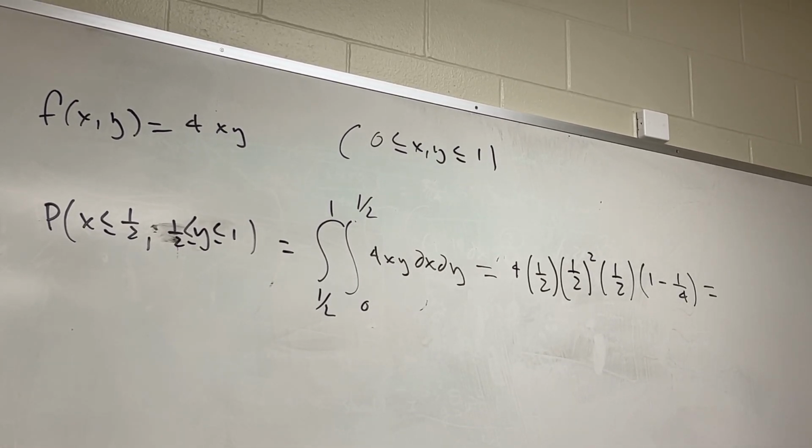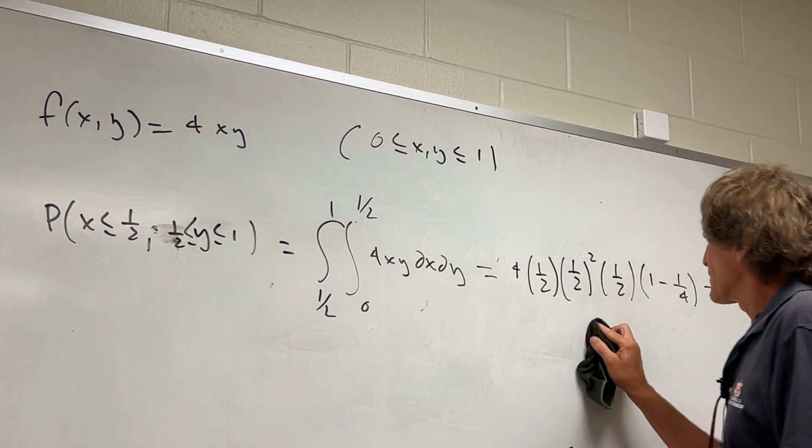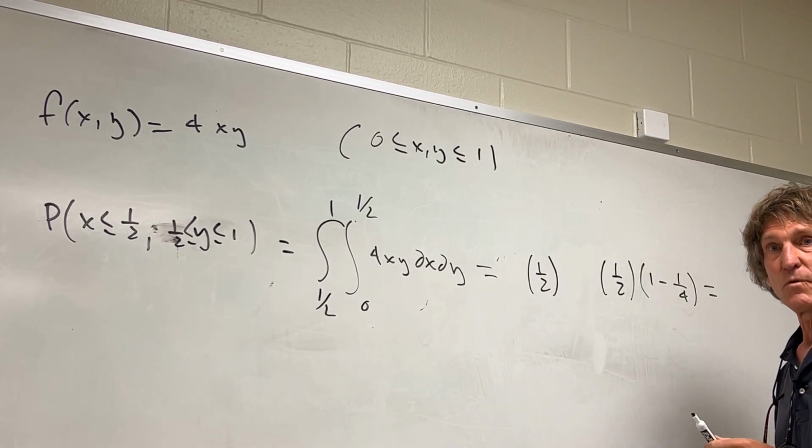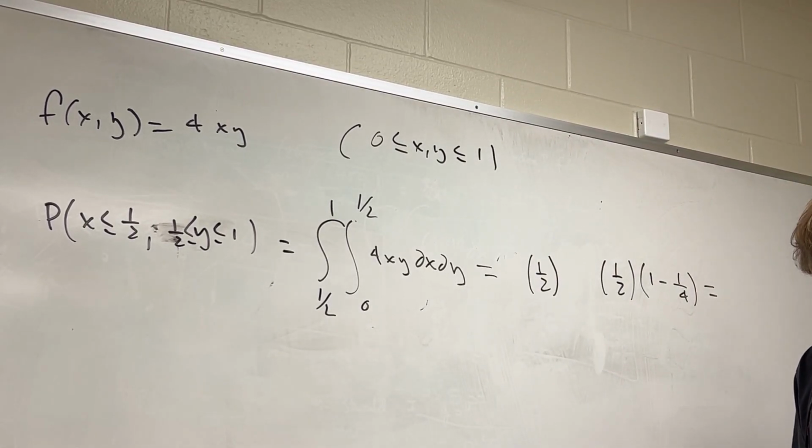All right. Here's what I would do if it was me. I got 1/2 squared and 4. Might as well get rid of that. Make my life easy, right? I got 1/2 times 1/2, that's 1/4.